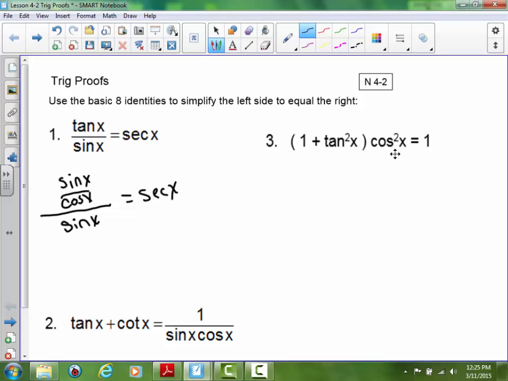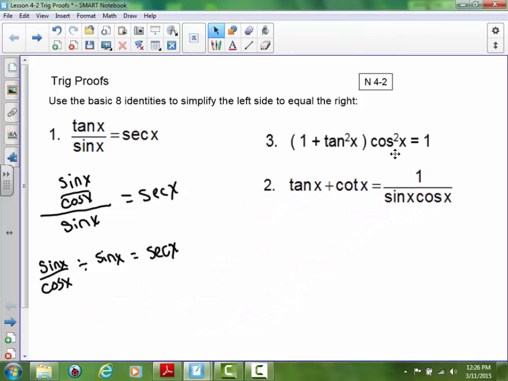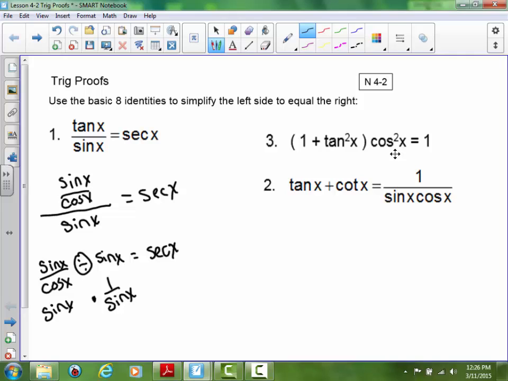Okay, so this means to divide. So I'm going to rewrite that as sine x over cosine x divided by sine x, and that equals secant x. And I'm going to go ahead and move this out of my way for a minute, and we'll deal with that on the next thing. All right, so if I'm dividing, it means to multiply by the reciprocal. So the reciprocal of sine x is 1 over sine x, and I still have sine x over cosine x, and that equals secant x.